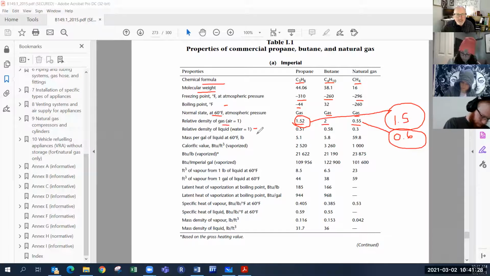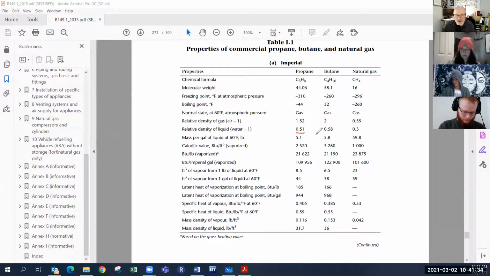Relative density as a liquid. Propane, as you can see, is 0.51, then butane, natural gas. Mass per gallon. Okay, 5.1 pounds per gallon. Under propane, right here, it tells you it's 5.1 pounds per imperial gallon.